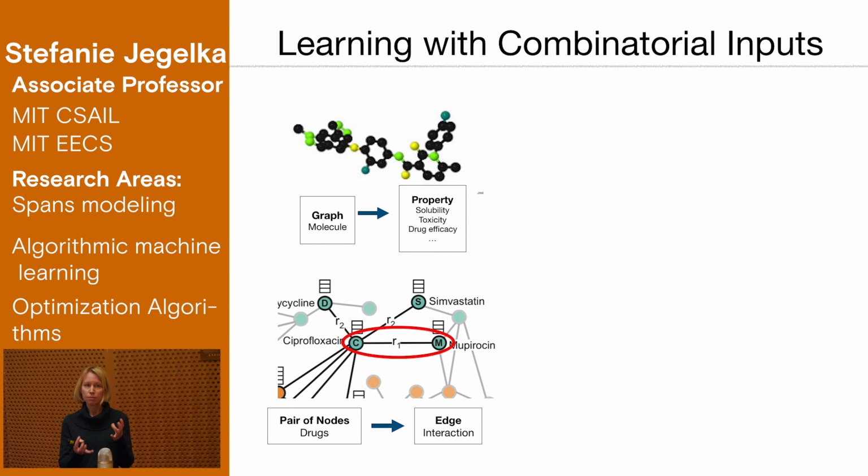So what are kinds of questions where we want to do machine learning on these things? For example, given a molecule, we would like to predict properties of this molecule, such as will it work as a drug, will it be toxic, things like that.